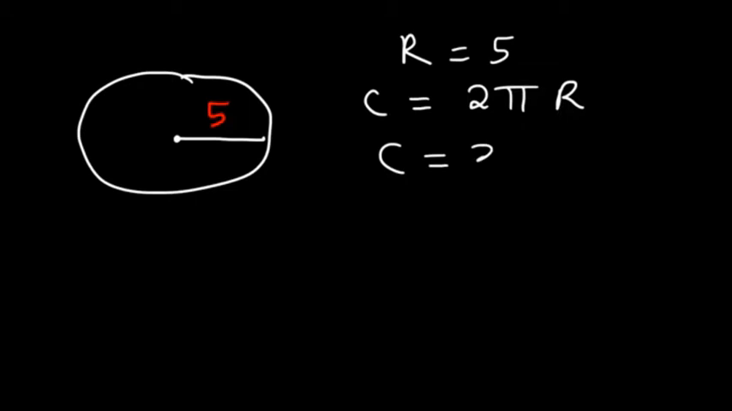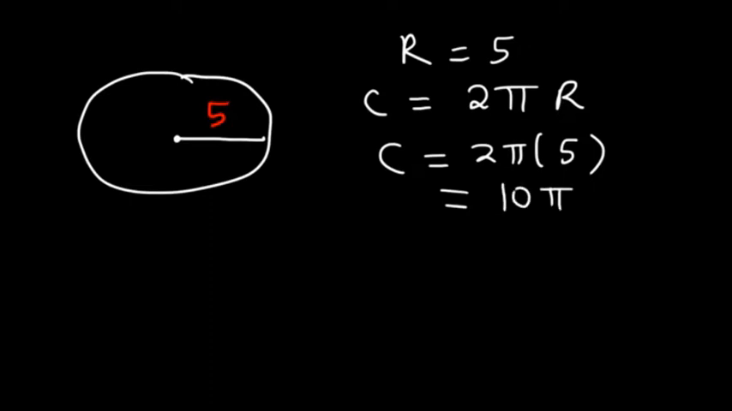So let's say we have a circle. I know my drawing is not that great, but let's work with it. Let's say that the radius of the circle is 5. Given the radius, what is the circumference of the circle, and also what is the area? The first formula you need to know, the circumference is 2 pi r. So therefore, it's going to be 2 pi times 5, which is 10 pi.